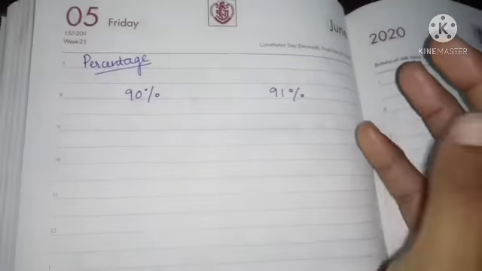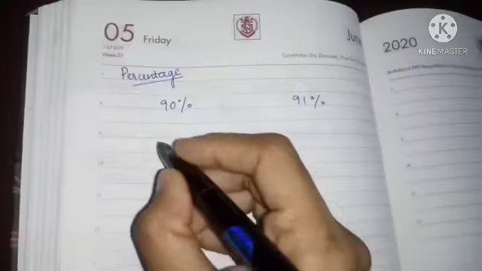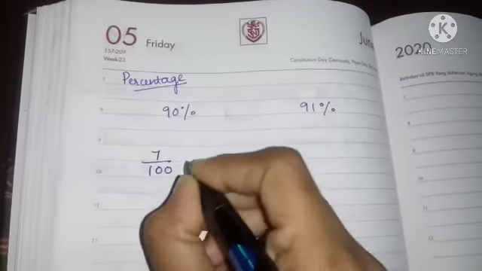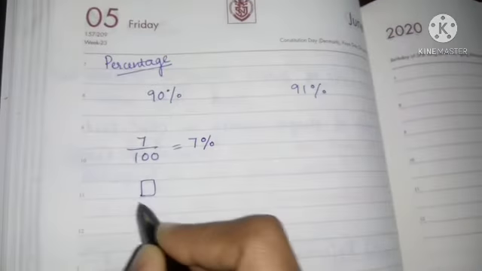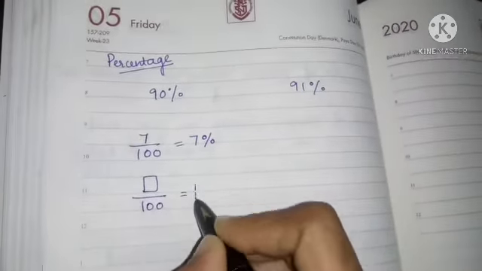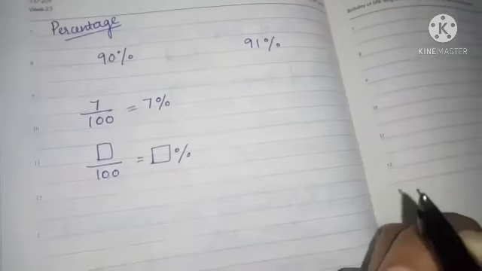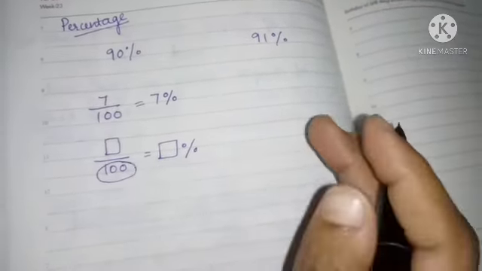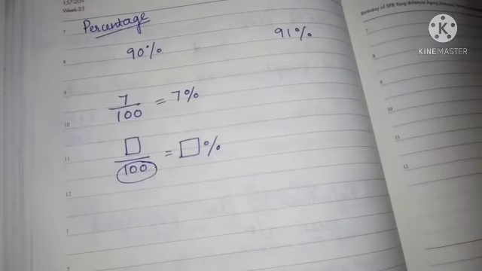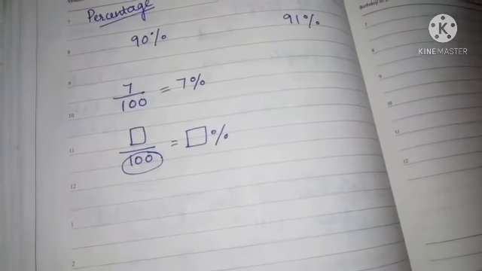Percentage is nothing but the numerator of a fraction with denominator 100. So when you are writing 7 by 100, it means 7%. Any number divided by 100, you will write that number with a percentage. Percentages are the numerators of fractions with denominator 100. There is a bolded line given there, just underline that.